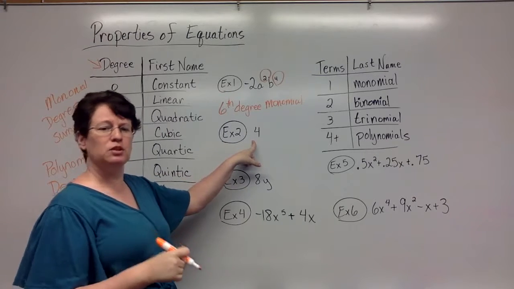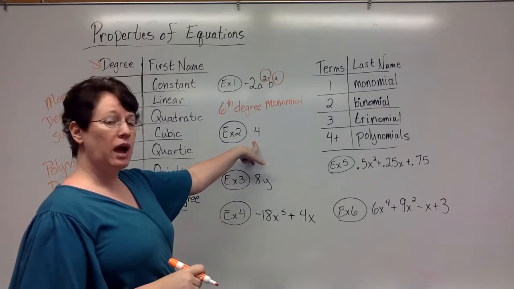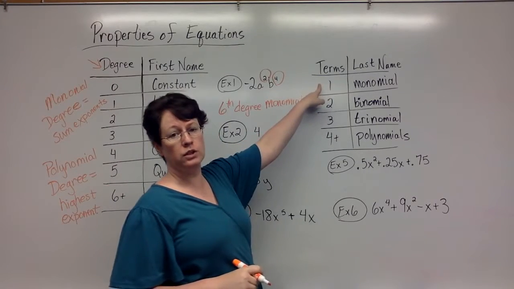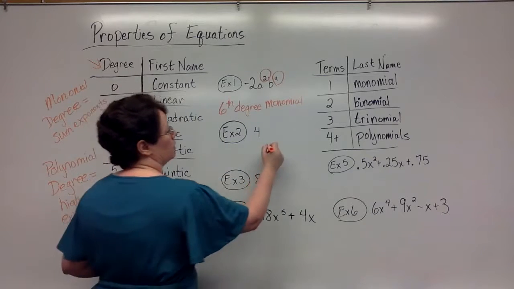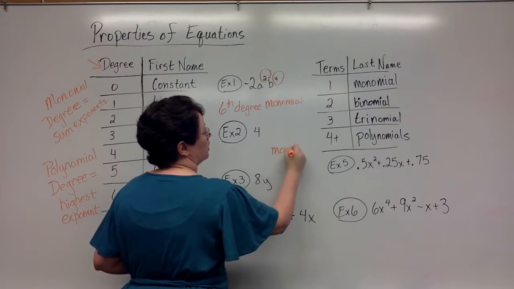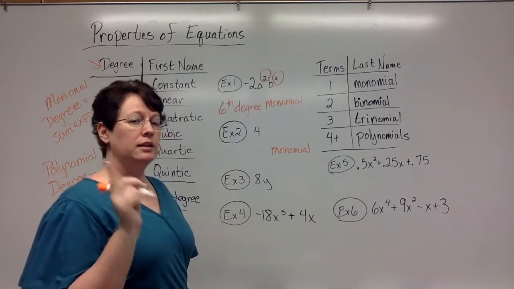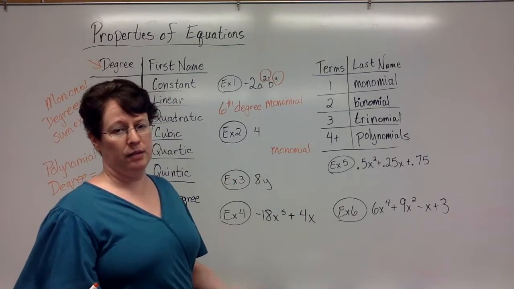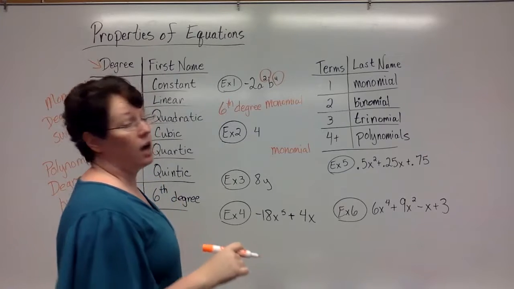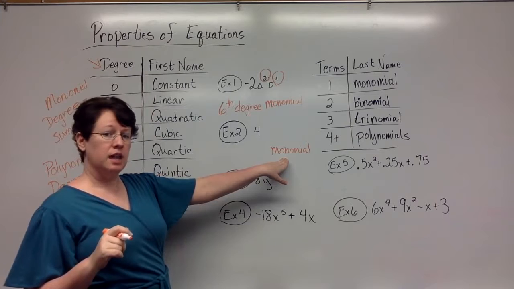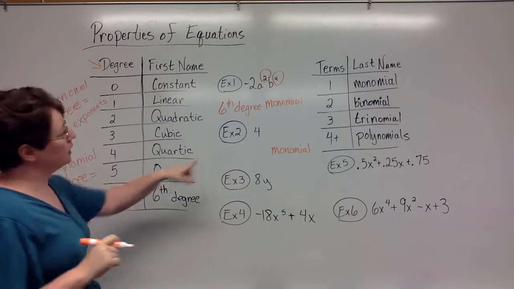Example 2, a plain old number. Not even a high number, just a plain old number. No adds or subtracts in between, so that means I've got one term. One term, we know the last name is monomial. It's kind of like when you walk in someplace and they go, hey, are you related to, and they give your parents' name. You're like, yeah, I'm one of those. I'm from that clan. Here you go. There's our last name, our clan name.